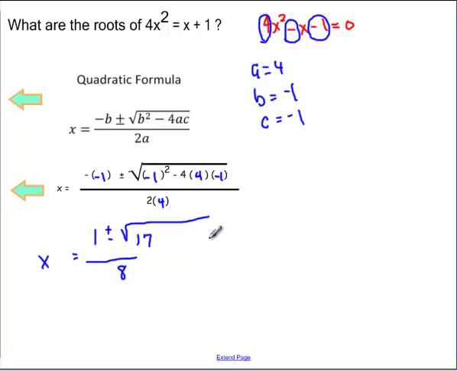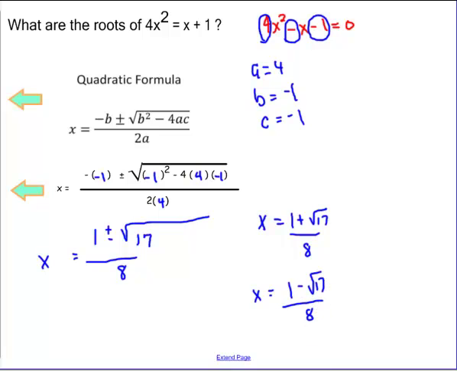So I have two roots, because this is going to cross in two spots. One, where I take them and add them together, and the other one, where I take and subtract.